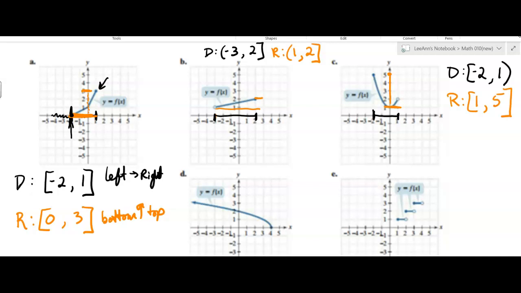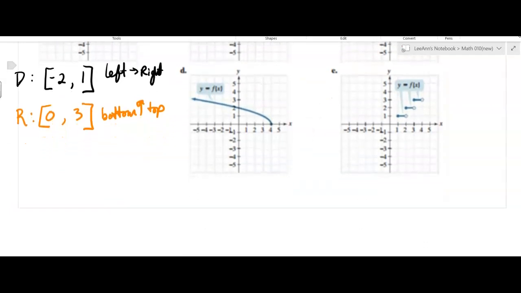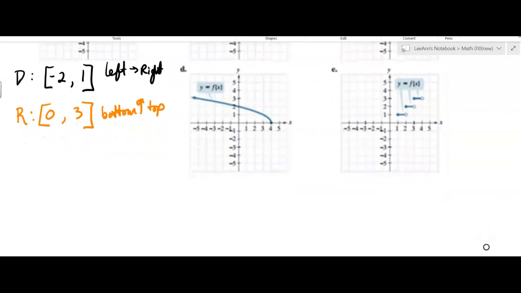Okay? Now you might be saying, well, what about that open dot at 2? Yeah, but it's still a y value because over here, that point has a y value of 2. So it's in the range. Okay. I'm hoping it all makes sense. You might have to watch this video again. Okay, sometimes this is a little tricky, but hopefully it makes sense.